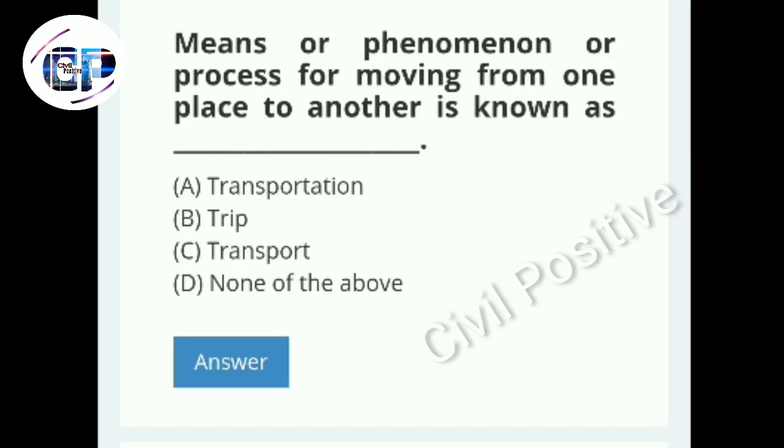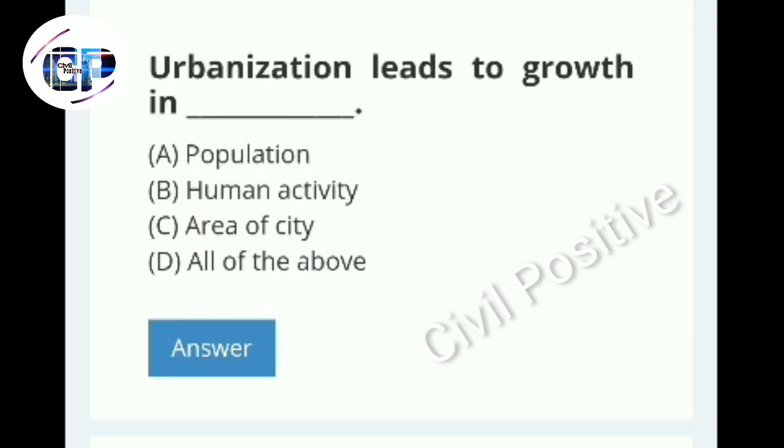Means or phenomena or process for moving from one place to another place is known as: first option transportation, trip, transport, none of the above. Answer A, transportation. Urbanization leads to growth in dash: population, human activity, area of city, all of the above. Answer D, all of the above.